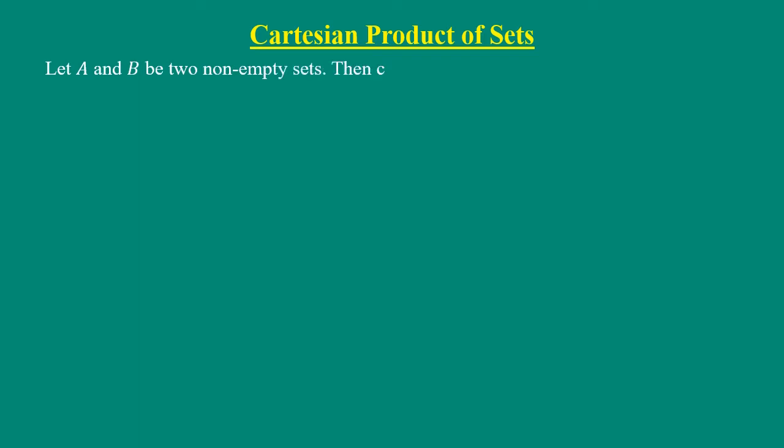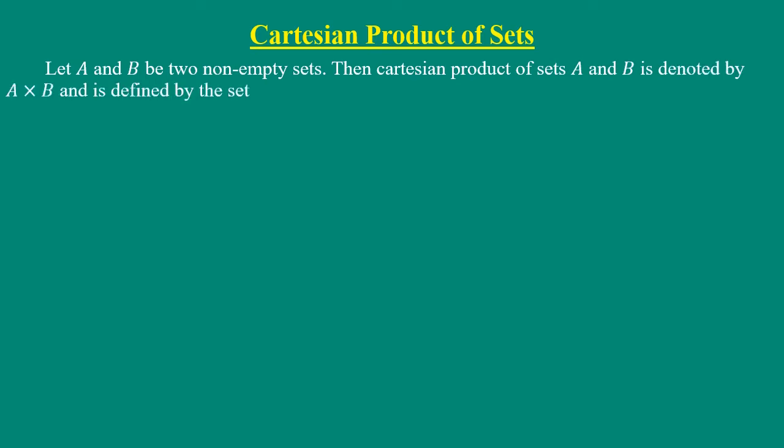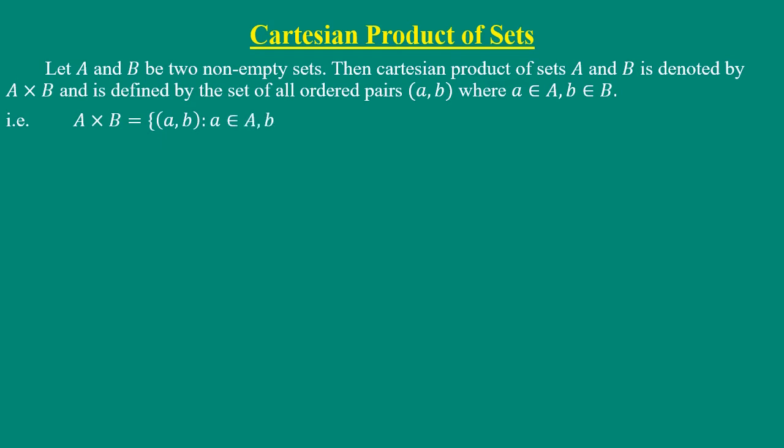Cartesian product of sets. Let A and B be two non-empty sets. Then the Cartesian product of sets A and B is denoted by A cross B and is defined by the set of all ordered pairs (a, b) where a belongs to A and b belongs to B. That is, A cross B is equal to the set of pairs (a, b) such that a belongs to A and b belongs to B. Let us look at this example.